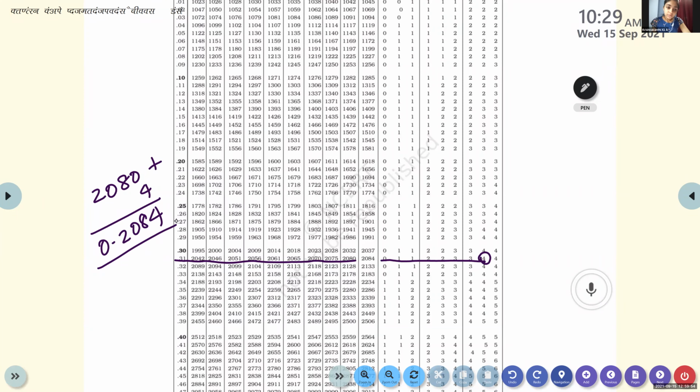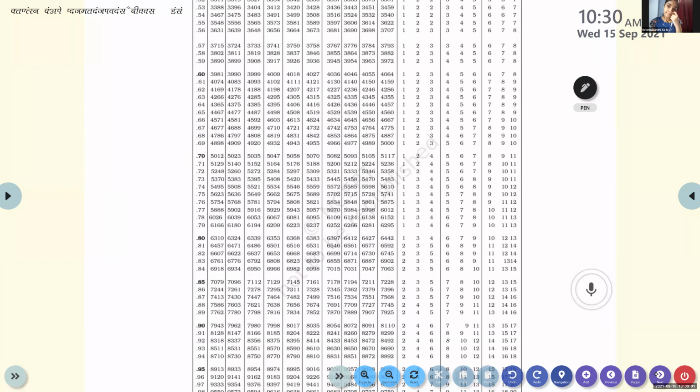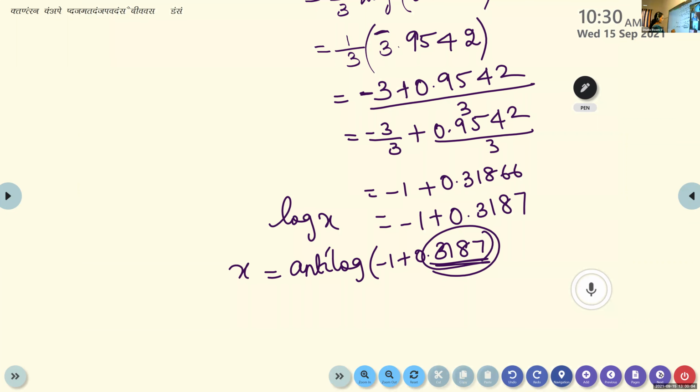Now, after taking the antilog, you write the value there. What is the value we got there? 2084. Now listen, we are taking the antilog of this decimal part, 0.3187. Now what is left out here? -1 is there, isn't it? So what is -1? Whenever we take -1, we have to move the decimal.